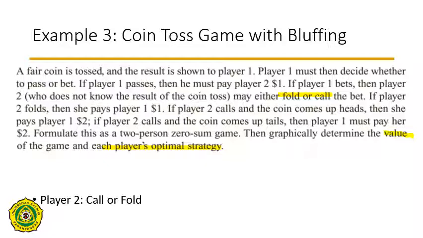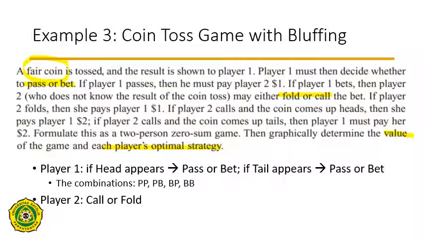For player 1, it's a bit complicated because player 1's strategies are pass or bet, but it also depends upon the result of the coin toss, right? Because you may think of this. If the coin looks like this, maybe you have the strategy to pass. If the coin looks like that, you have the strategy to bet. So it's really the combination between the result of the coin toss and the option of pass or bet.